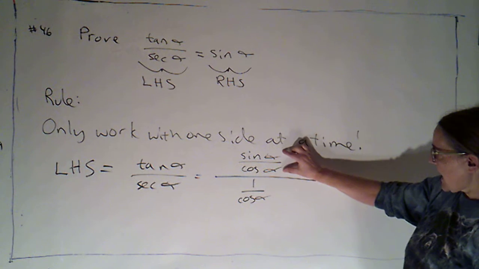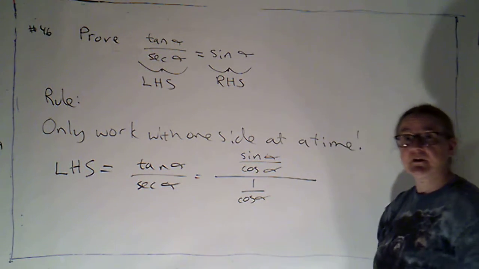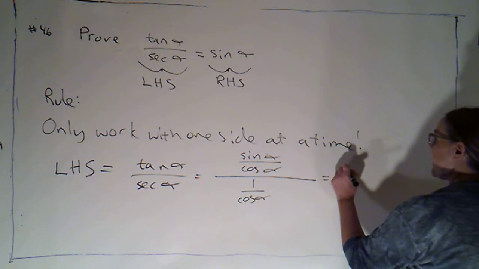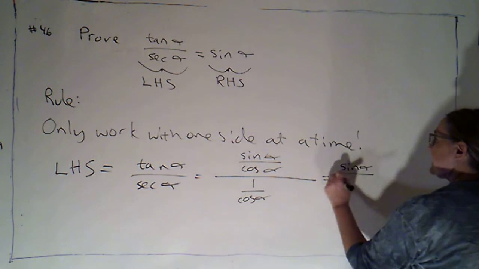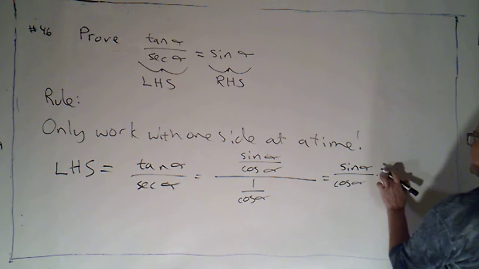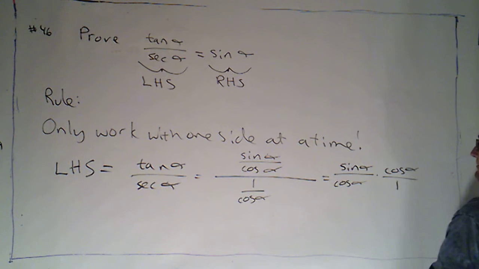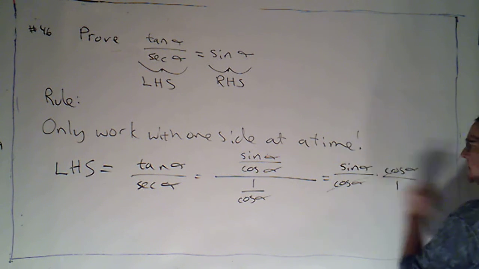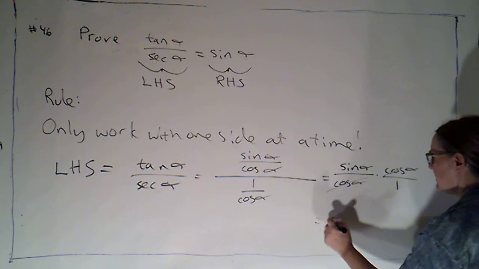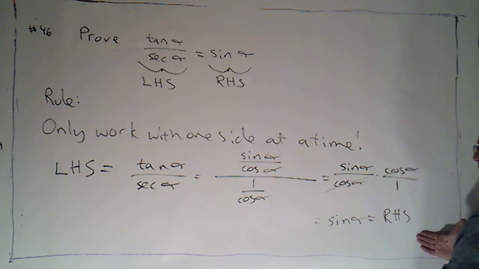But now I can see I have a fraction divided by a fraction, and I know that when I divide fractions, I just multiply by the reciprocal. So I can say that's sine alpha over cosine alpha times cosine of alpha over 1. And that's great. Those cosines are going to cancel. And so I get sine alpha, which is the right-hand side.